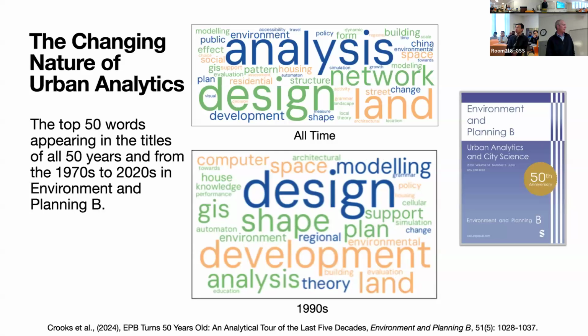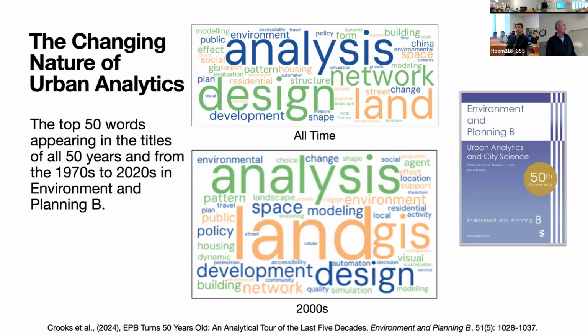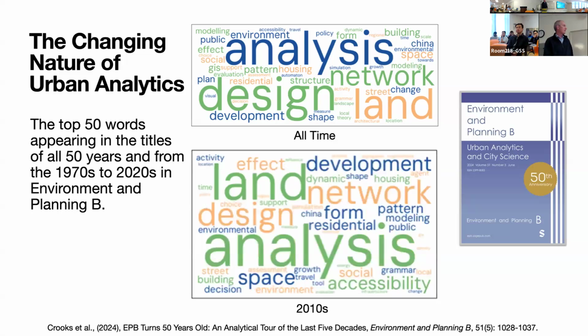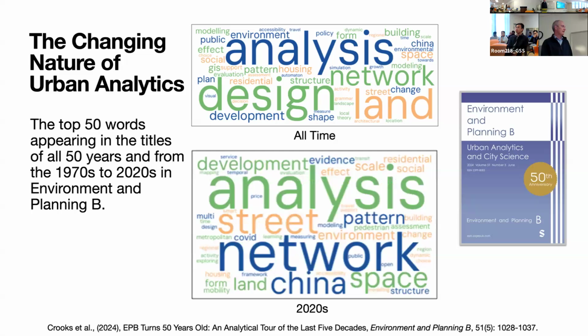What you can see here is design, planning, development, and analysis come in. By the 1990s and 2000s, GIS has started to appear as a term. Land use is still very important. Analysis is still there. Networks are making a big growth. What I'm trying to say is there are lots of tools at our disposal to understand the city and urban analytics. You also see a large growth in China in more recent decades, partly because a lot of people are publishing case studies and applications in China. So that's why you see China picked up there.